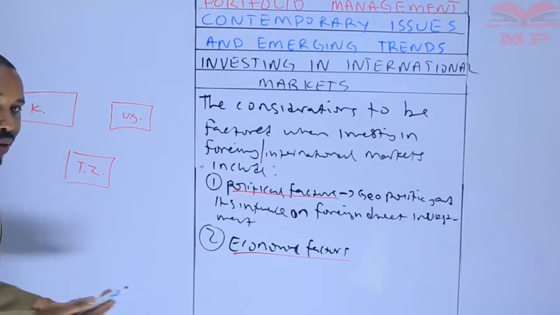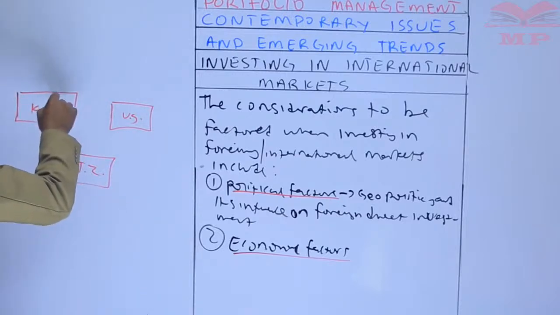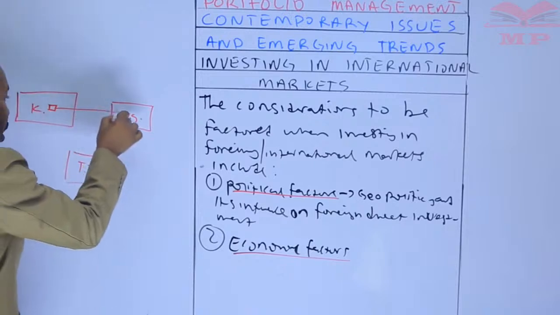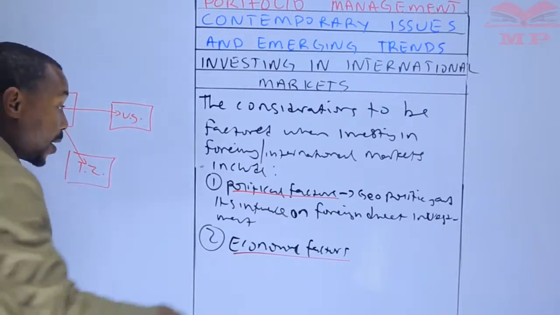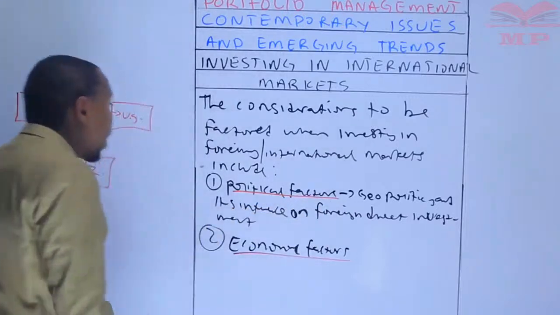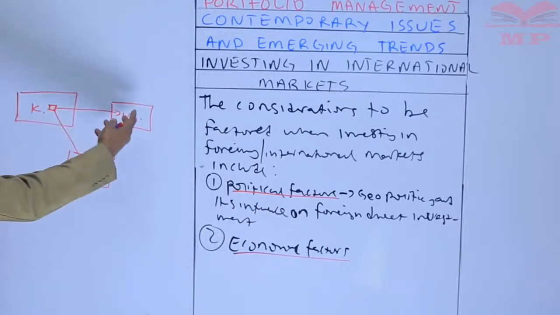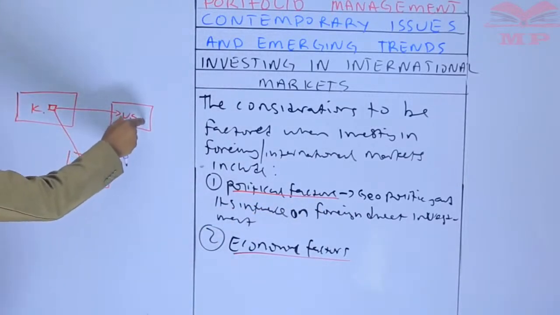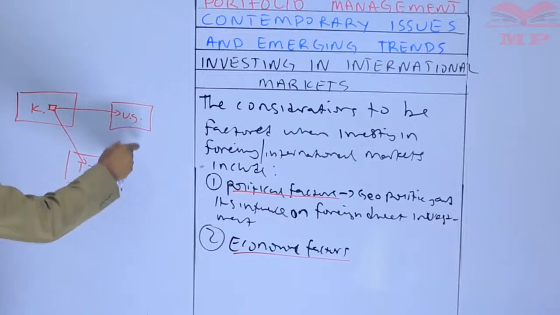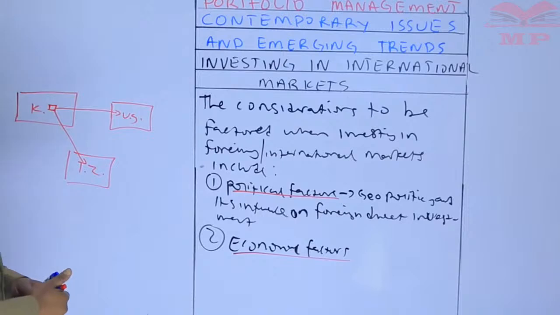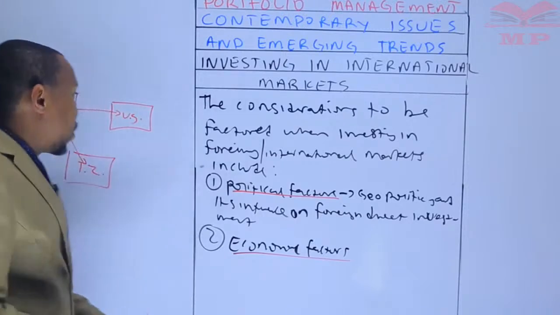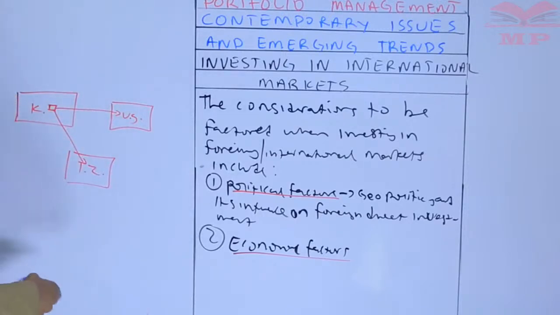So what are the considerations before a Kenyan wants to invest in Uganda or in Tanzania? The first factor, ladies and gentlemen, is political factors. How is the politics, or the political temperature, over here? Say, for example, in one of the countries you could have a regime that is kind of dictatorial. It may not be able to allow foreign direct investment to come into their countries that easily.